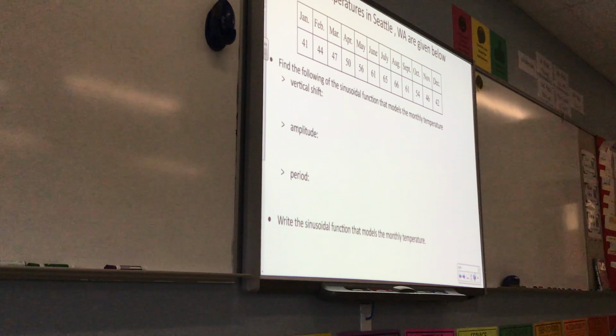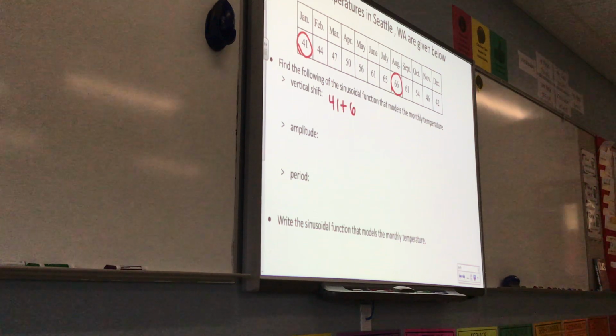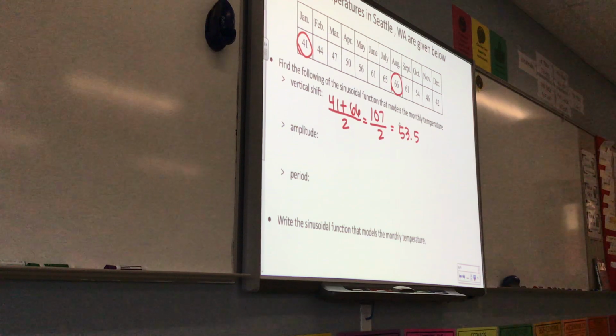When you do this by hand, because it's already complicated enough, just do the average of your max and your min. So what's my minimum? Cool. What's my maximum? 66. Cool. This won't be perfect, but for the by hand portion of it, you're good. Because remember, you wouldn't have a calculator, and I'm not going to make you add all those up and divide by whatever. Okay? What's 41 plus 66? 107. Good. What's half of 107? 52.5. Good. So my midline, my vertical shift is 53.5.